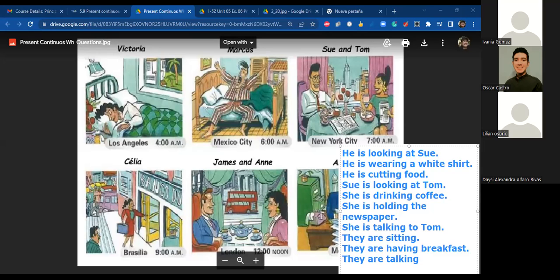Fíjense cuántas oraciones se pueden sacar de una sola imagen, right? They are talking. What else, what else can we say? Okay? There may be some others.